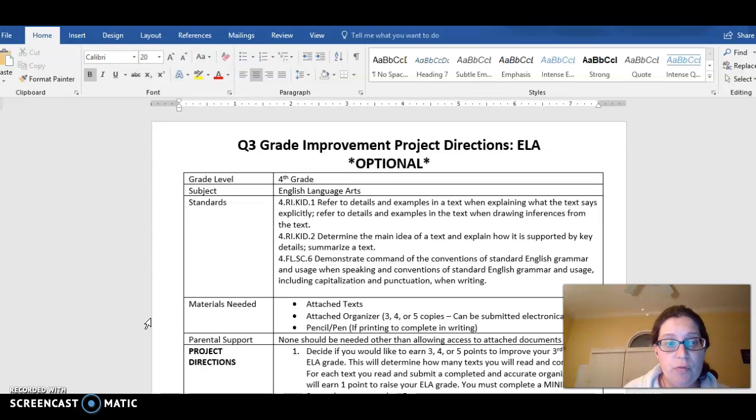I wanted to go over with you the directions for your optional Q3 grade improvement project that you can do for your reading grade. This is the directions page that you have received. It does outline for you the standards that this covers. Basically, you'll be looking at some informational texts that you get to choose from to look at details and examples, the main idea of the text, and then write a little bit about that to explain it.